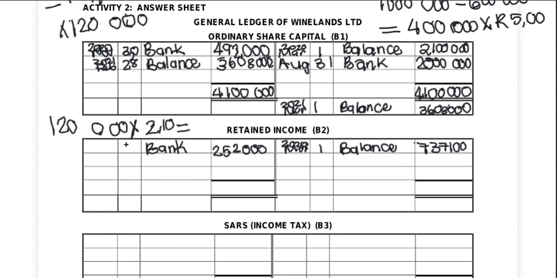This buyback happened on the 30th of November 2020. Then for now we'll stop with retained income because the rest of the stuff that we're going to put here will be closing the appropriation account. So let's go to the rest.